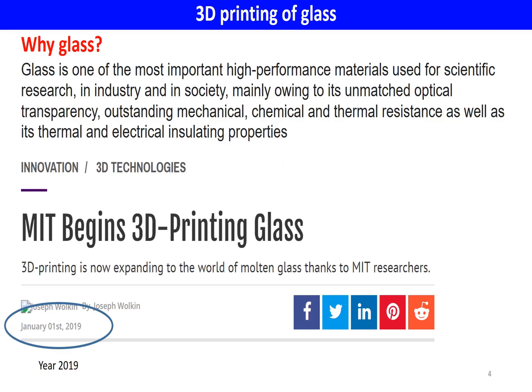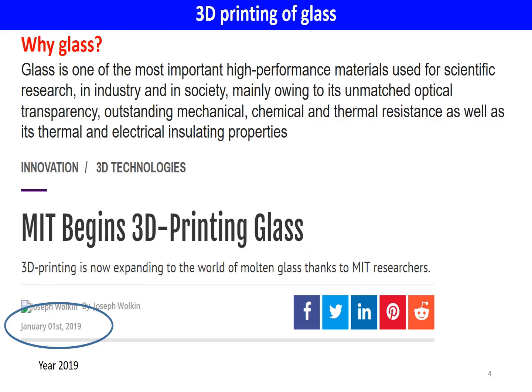Well, glass is one of the most important high performance materials that are used for scientific research. In industry, they're widely used, and also in society. This is mainly owing to its unmatched optical transparency, outstanding mechanical, chemical, and thermal resistance, as well as electrical, thermal, and sliding properties. MIT begins 3D printing of glass.